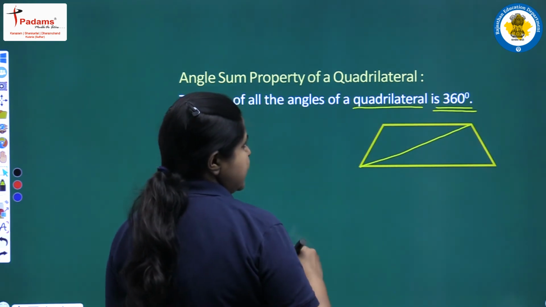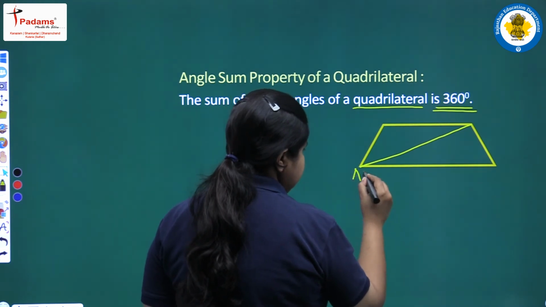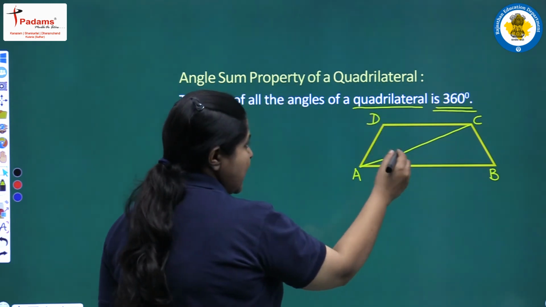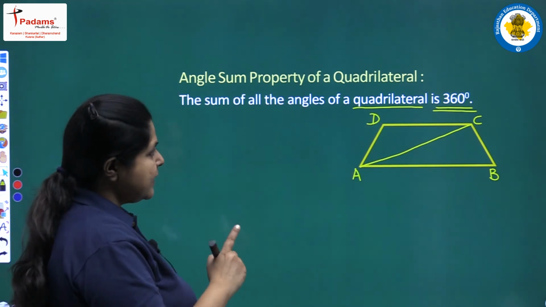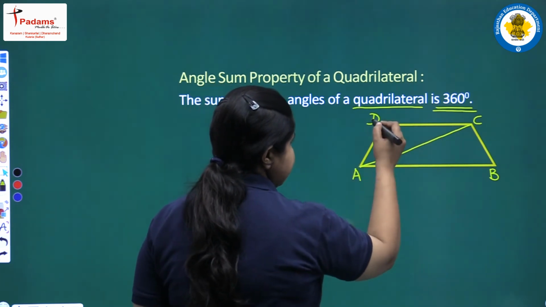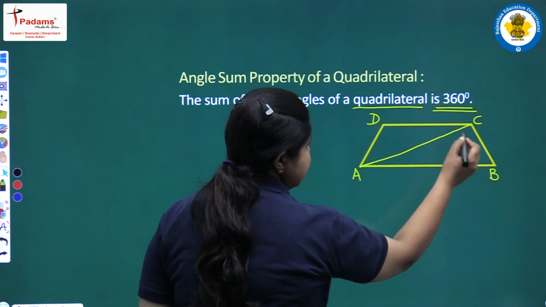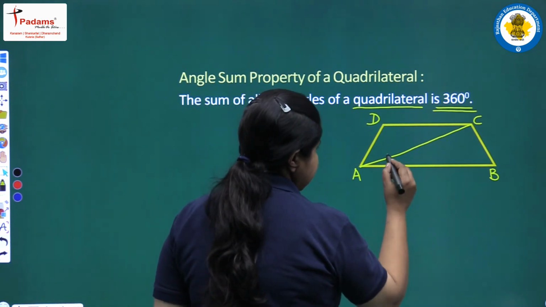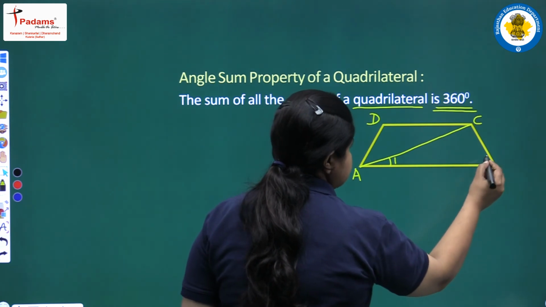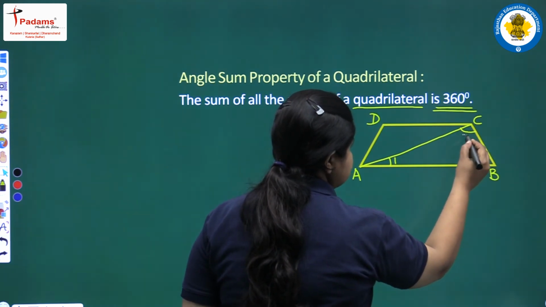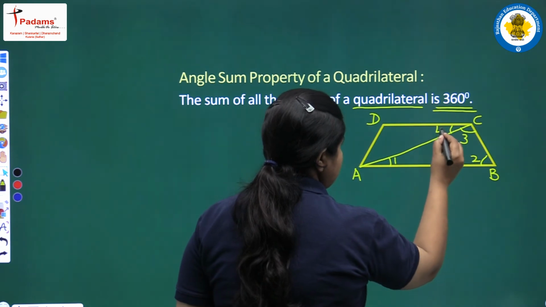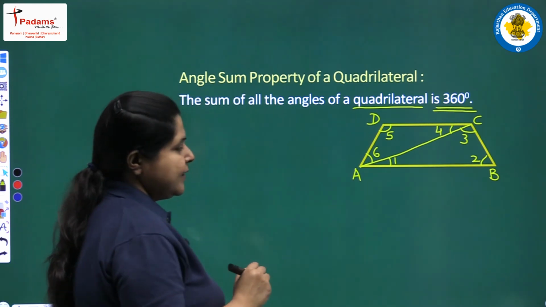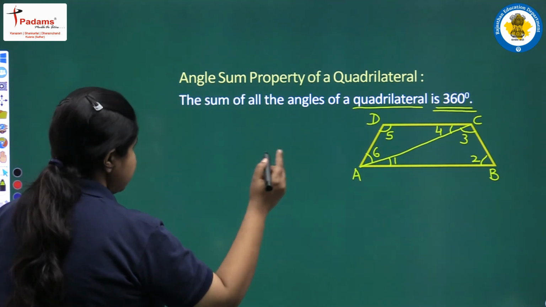This is its diagonal and let us name the vertices A, B, C and D. Now, two triangles are being formed in this figure. One is the triangle ACD and the other one is triangle ABC. Let us name the angles also in this figure. Let it be angle 1, then angle 2, angle 3, this one angle 4, this one angle 5 and this one angle 6.